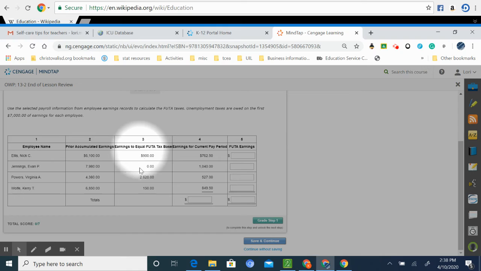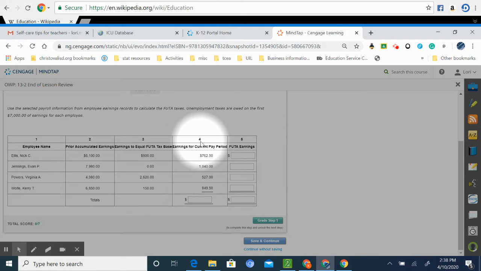So column 3 is calculated. In the end of lesson, we're just doing it this way. I believe on the application, you actually have to calculate that number, so I wanted to go over how that number is calculated. If not, it's going to end up being in the mastery.